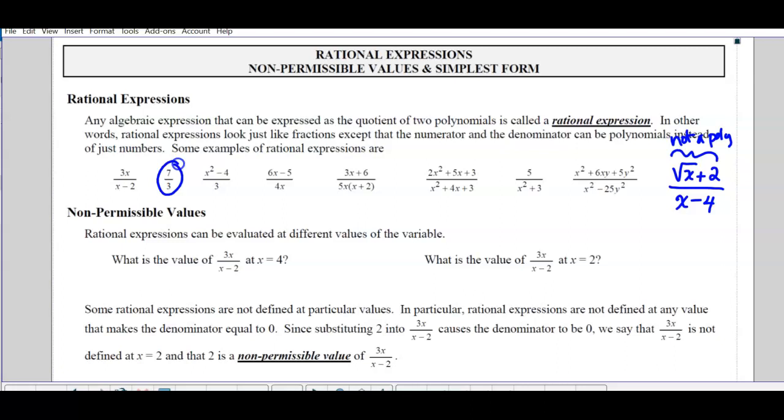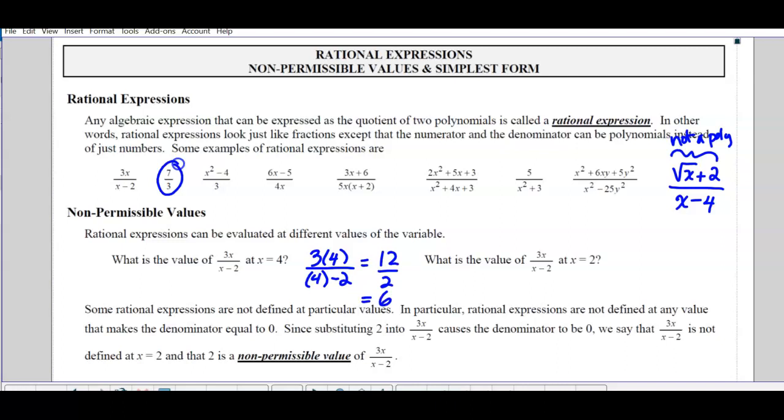Non-permissible values. So remember with fractions, you can't divide by 0. So let's take a look at some of these expressions when we substitute a value in for x. So for example here, if we let x be 4, then when we substitute 4 in and simplify, we get 12 over 2, which is 6. That's good. Nothing wrong with that.